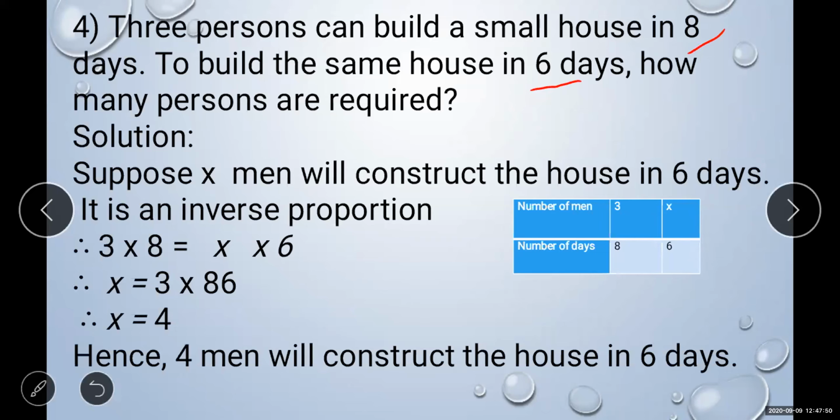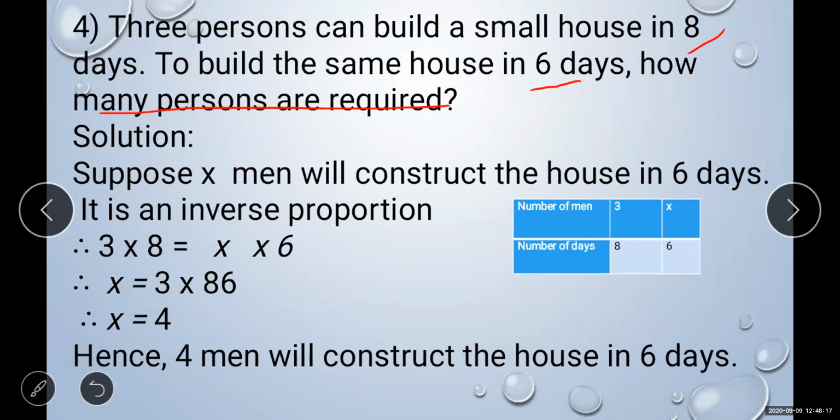Inverse. Yes. So here the inverse proportion is given. Number of days are decreasing. Obviously, how many persons are required? If 3 people complete a work in 8 days and we have to complete the same work in 6 days, then obviously we will need more manpower. So this is the inverse proportion.